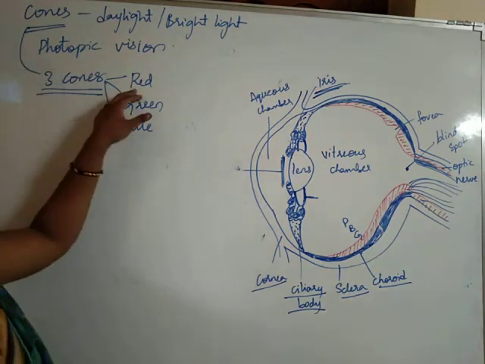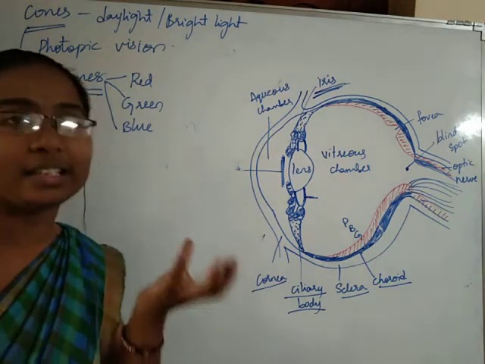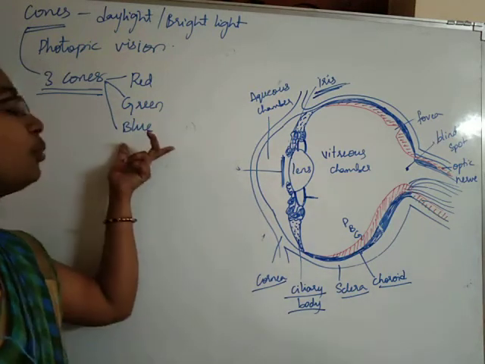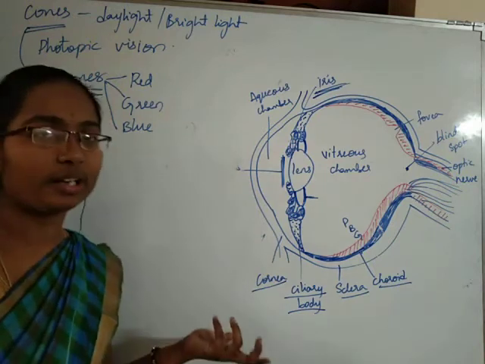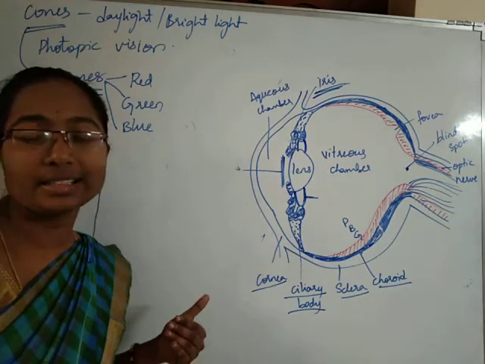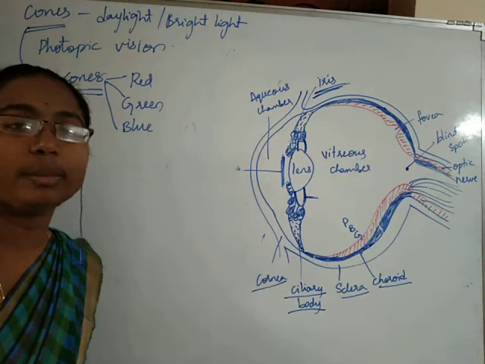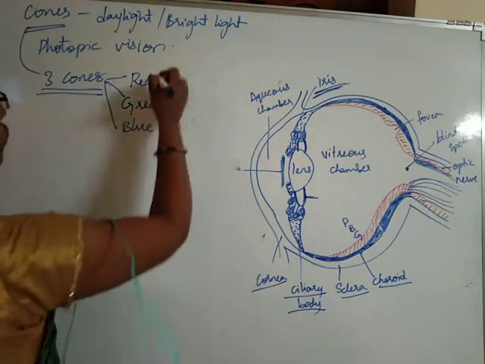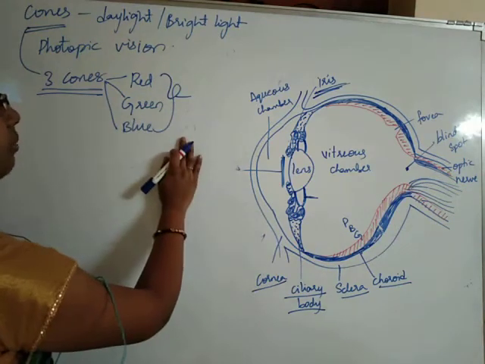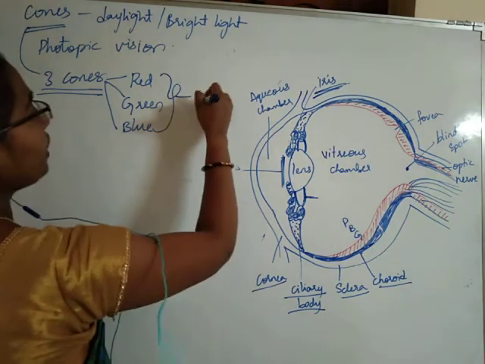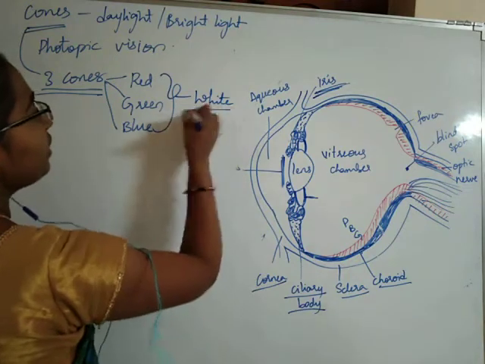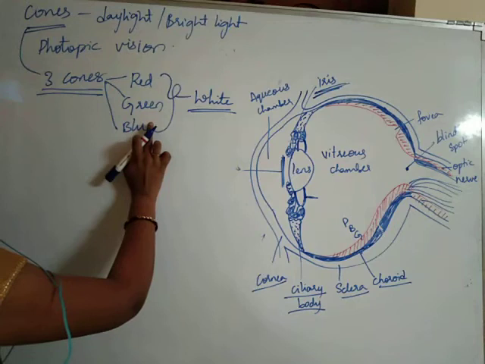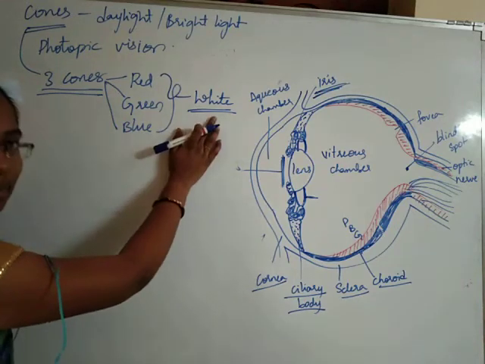If red cones are stimulated, we will see red color. If green cones are stimulated, green color. If blue cones are stimulated, blue color. According to the color we are seeing, the different types of cones will be stimulated. What if all the cones are stimulated at the same time? It will create the generation of white color.